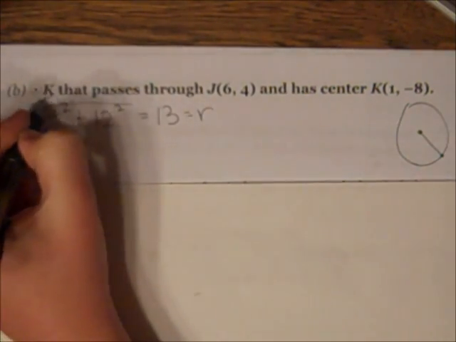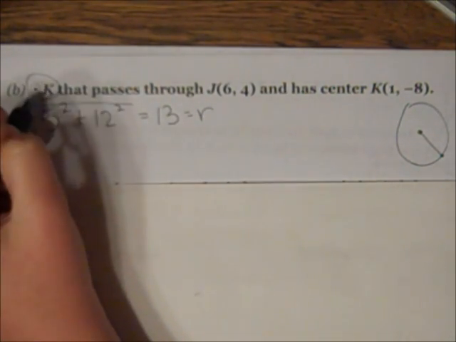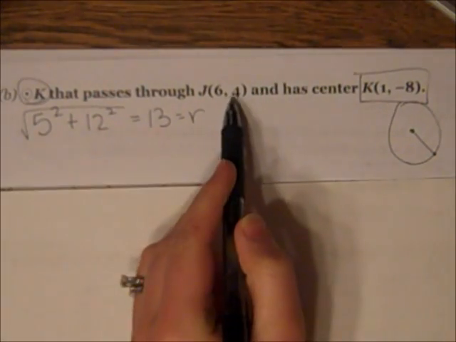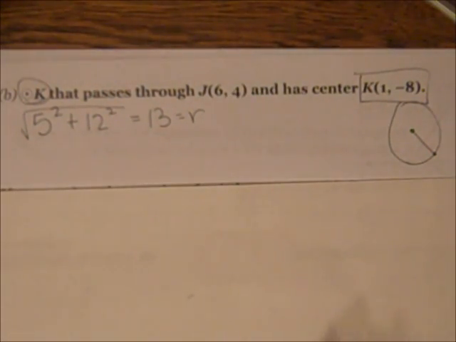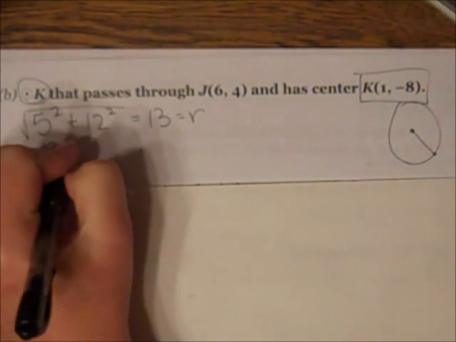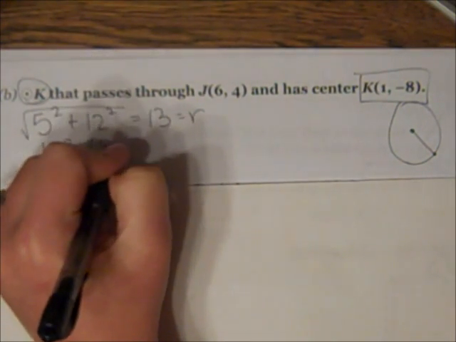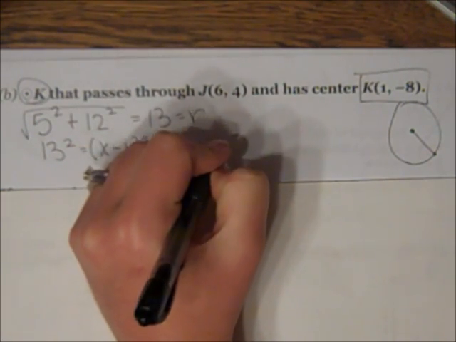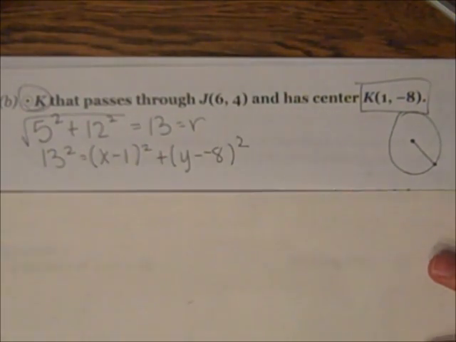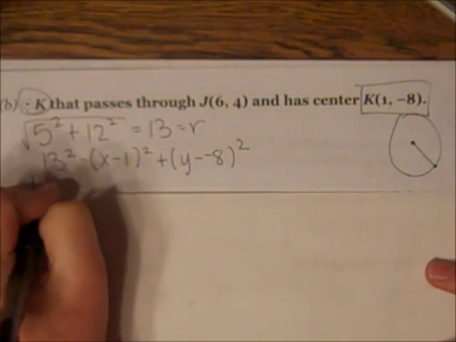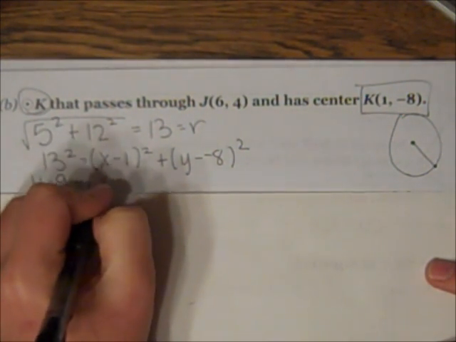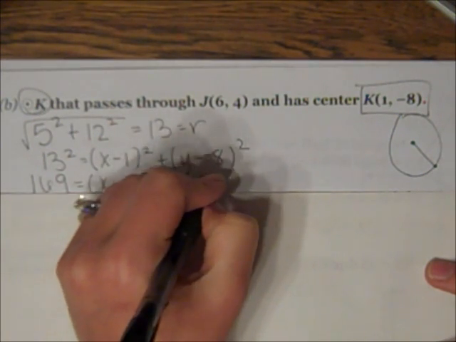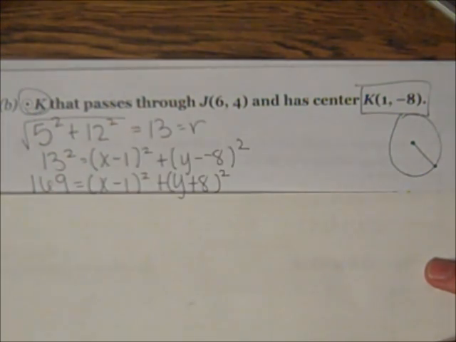Now be careful. Remember way back from section 1, circle K means the center is at K. Don't use J by accident. So then I can go through and plug in. 13 squared is equal to X minus 1 squared plus Y minus -8 squared. Just do a little simplifying. 169 is equal to X minus 1 squared plus Y plus 8 squared. And that's it.